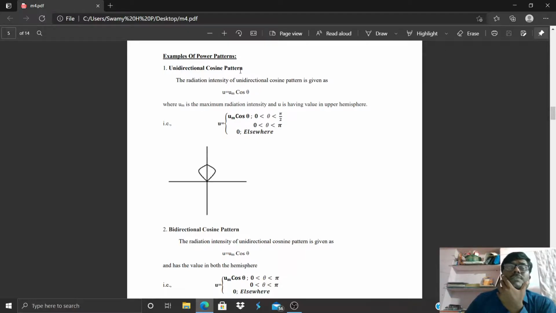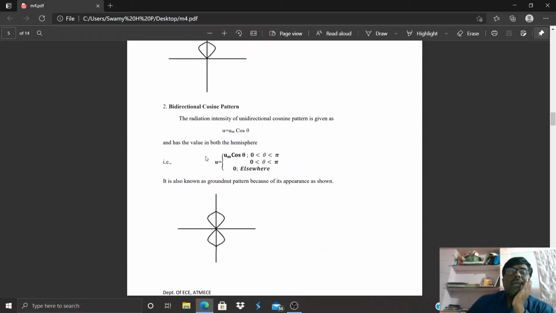For the unidirectional cosine pattern, radiation intensity U is equal to Um cos θ. You have to remember this. Even if only the statement is given, you have to remember U is equal to Um cos θ. Or he may give U is equal to Um cos θ under this limit, otherwise it is 0 for this limit. Also you have to keep in mind the shape of the power pattern, it is looking like this.